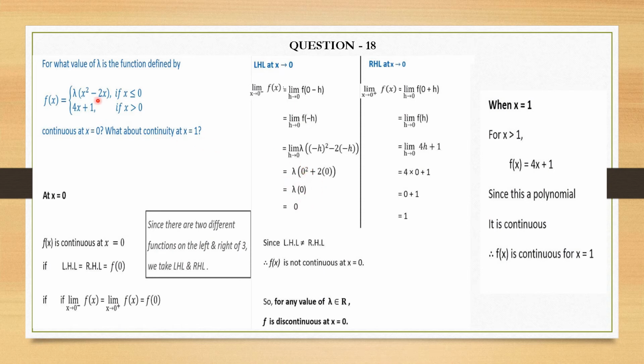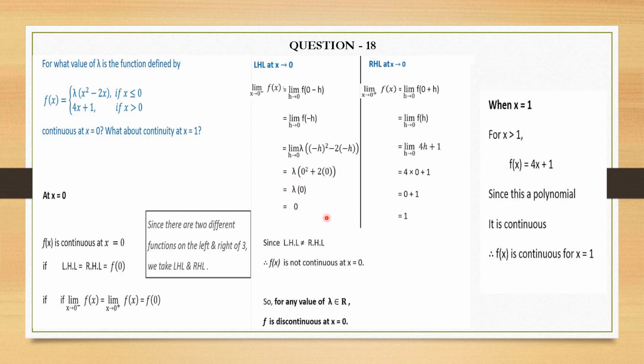Now see here, only this term was having lambda, and now lambda has no contribution. Whatever you put inside, this term is going to vanish because of this h, because it is lambda times something. And this result you can check for other values also. For this particular 0, you will see that this lambda is getting vanished. Again for right hand limit at 0, what do you see? We put x as 0 plus h. So limit h approaches 0, f of h, you put it here, it is 4h plus 1, again 4 into 0 plus 1.